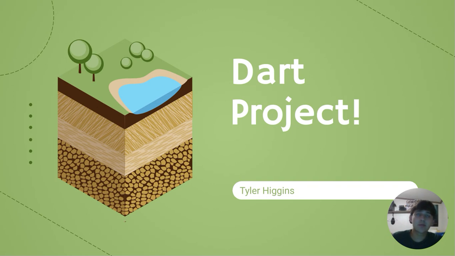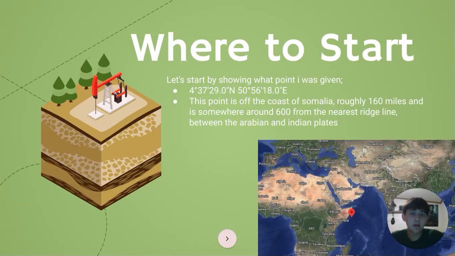This week we got an assignment where you get a random point in the ocean and you're going to describe the ocean sediment that you're expecting to see there. So let's get a ground basis of where we're at.